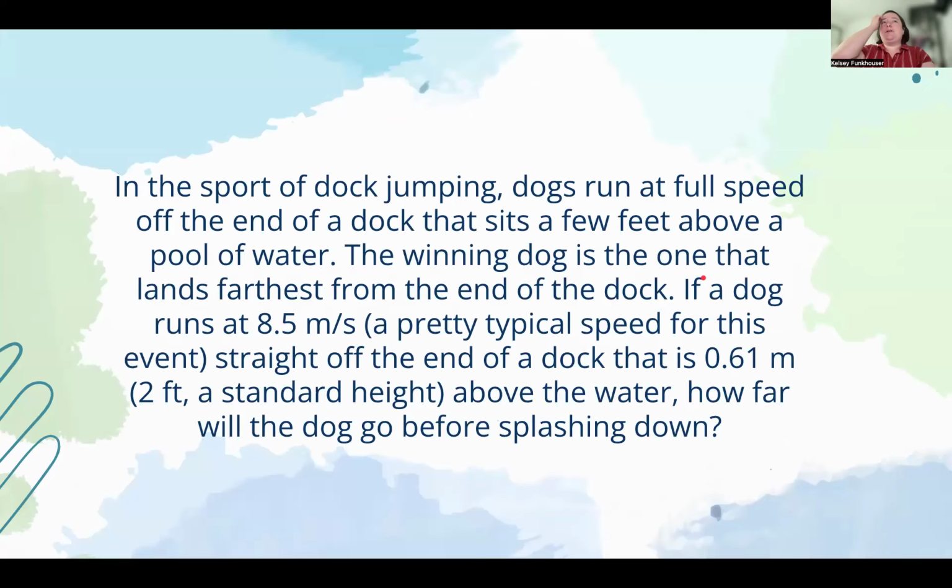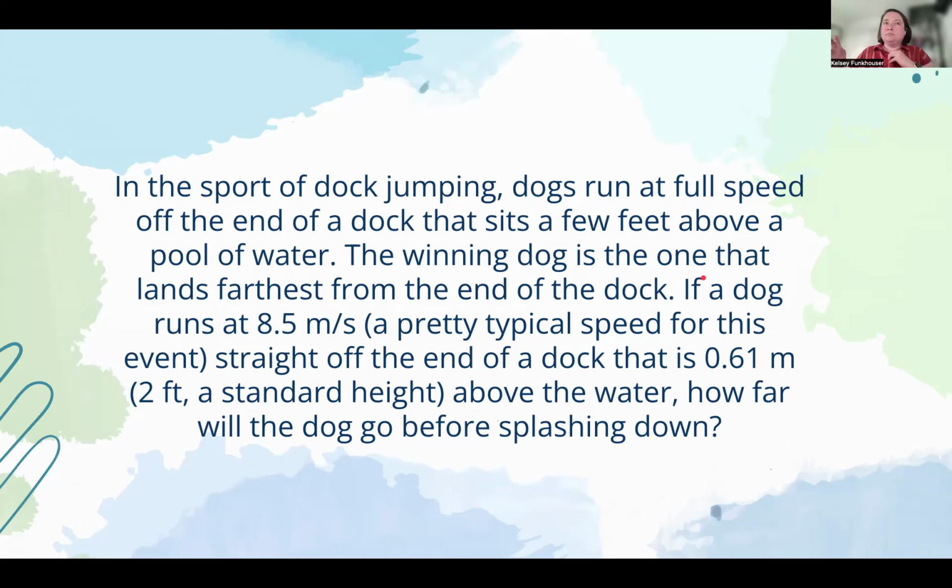So here's the first example. In the sport of dock jumping, dogs run at full speed off the end of a dock that sits a few feet above a pool of water. The winning dog is the one that lands farthest from the end of the dock. If a dog runs at 8.5 meters per second, straight off the end of the dock, that is 0.61 meters above the water, how far will the dog go before splashing down?